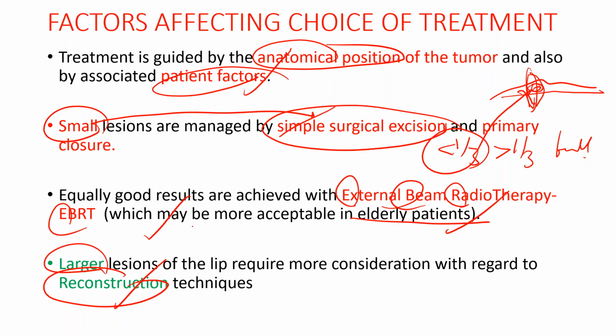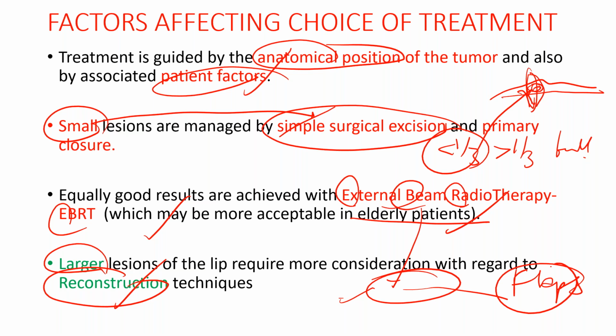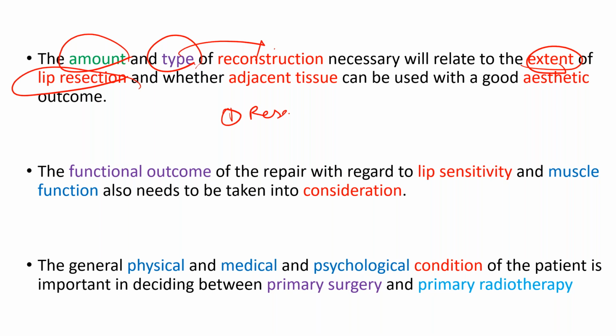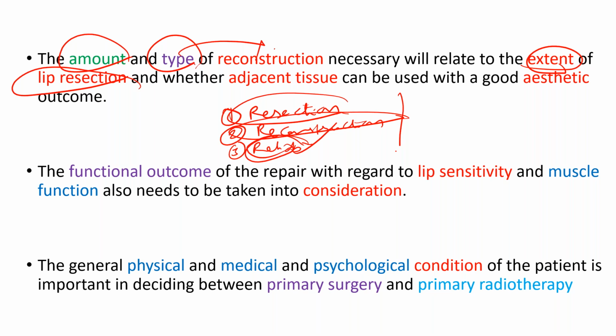A larger lesion needs reconstruction. For example, if you remove this much of the lip, you have to go for reconstruction options like flaps. So the amount and type of reconstruction relate to the extent of lip resection. Once again, surgery for cancer is number 1 resection, number 2 reconstruction, number 3 rehabilitation. These 3 things are there. When you resect, you have to reconstruct, and then go for rehabilitation.